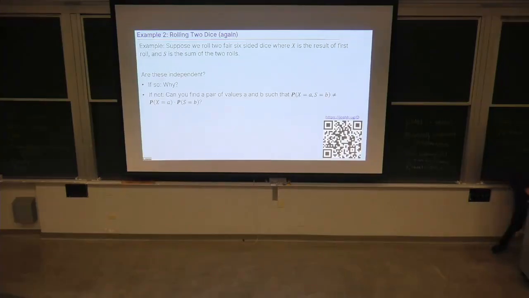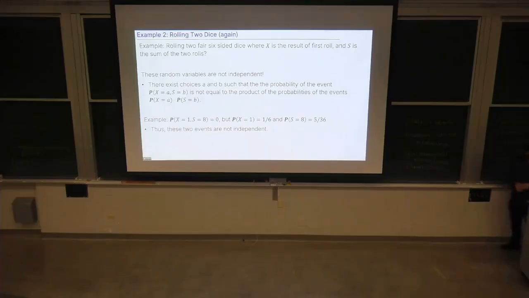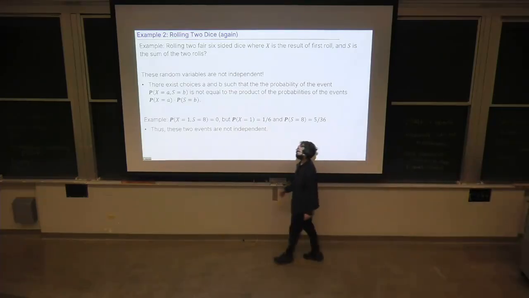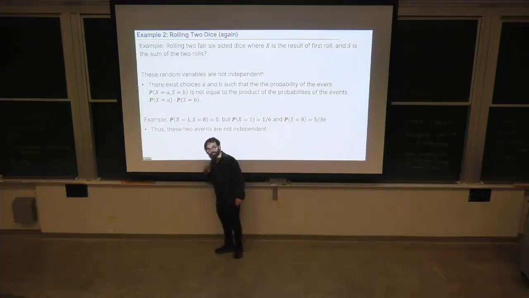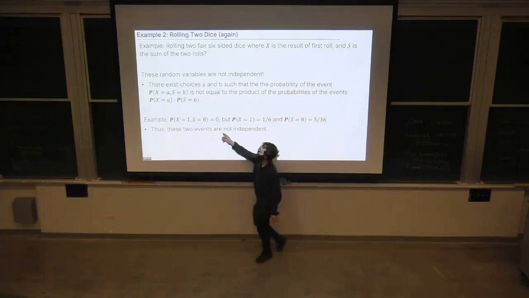Spoil the answer. This time we're at 85% of you felt like they are not independent, and that is indeed correct. As a quick counterexample, let's suppose we're considering the probability that the first die roll is 1 and their sum is 8. Okay? So what's the probability that happens?